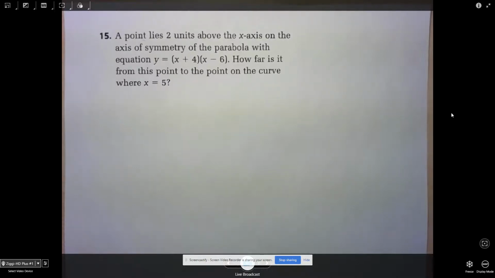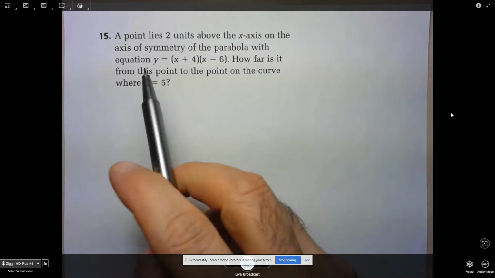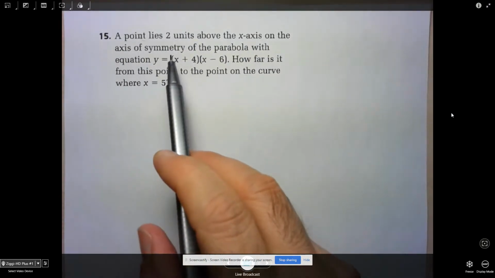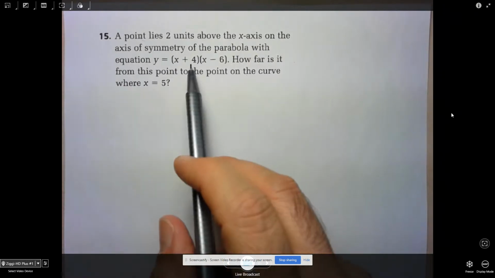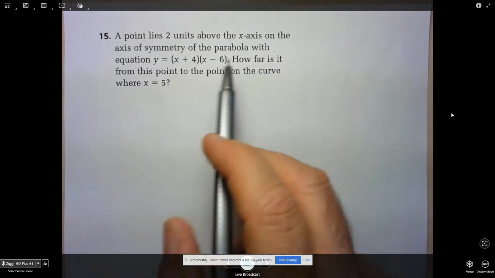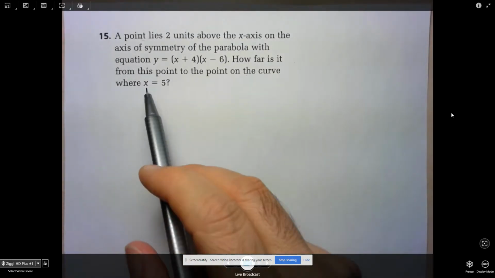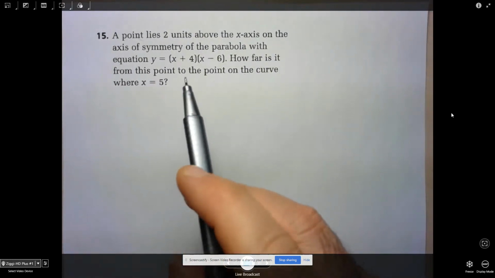Hi folks, we're going to take a look at page 193, number 15. So let's read the question. It says, a point lies 2 units above the x-axis on the axis of symmetry of the parabola given by this equation. How far is it from this point to the point on the curve where x is equal to 5? So there's a lot of things going on in this question.